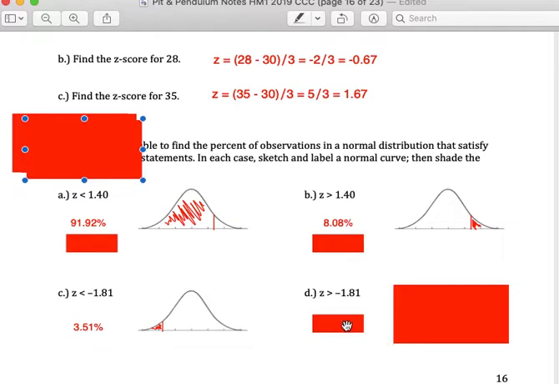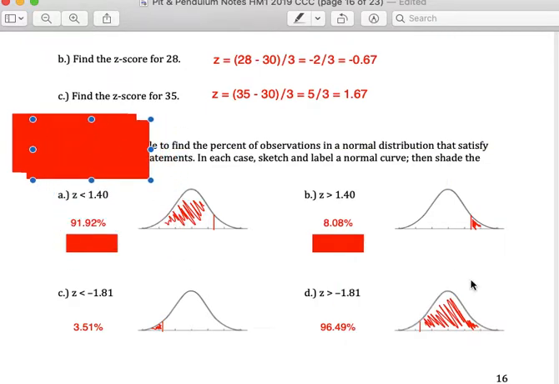And so I would take 100 minus 3.51 to get the 96.49%. The same vertical tick mark on the normal curve at almost 2 standard deviations below the mean. And then this time, though, our shading would be on the right side.